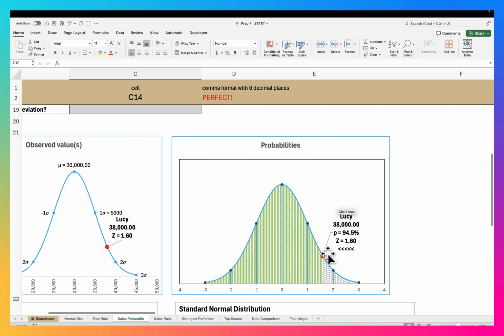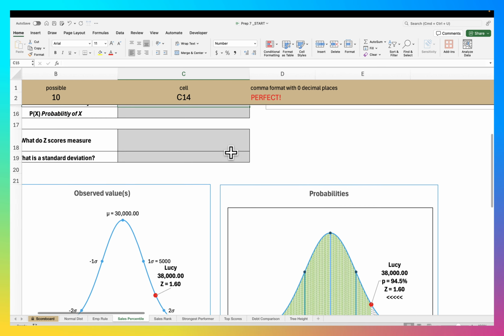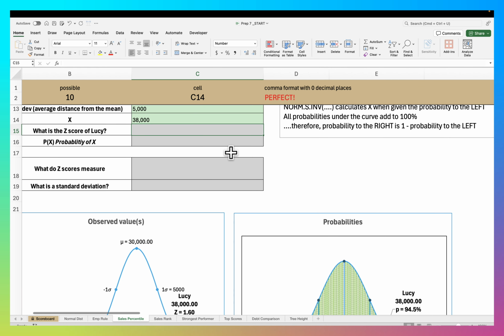All right, so here we have Lucy. And as you can see, the calculation's already been done for us, both the probability and the z-score. That's really good for you to know because it gives you a way to check your work up here. But we actually want you to learn how to do those calculations. So let's calculate the z-score for Lucy.